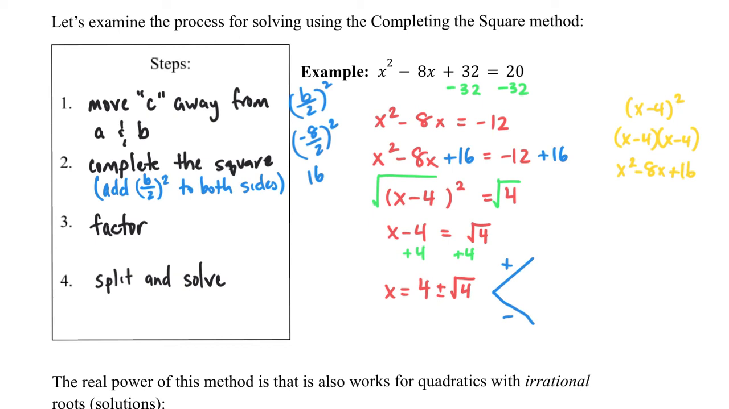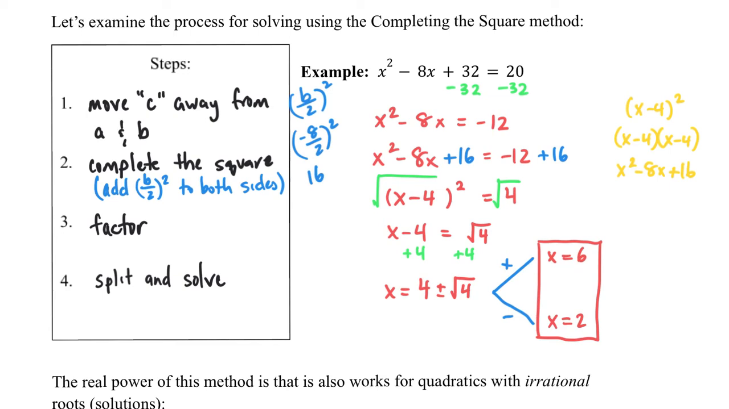So what I have now is I have x. I'm going to do 4 plus radical 4, which is 6, and 4 minus radical 4, which is 2. Remember, quadratics have 2 solutions. And that's what that looks like.